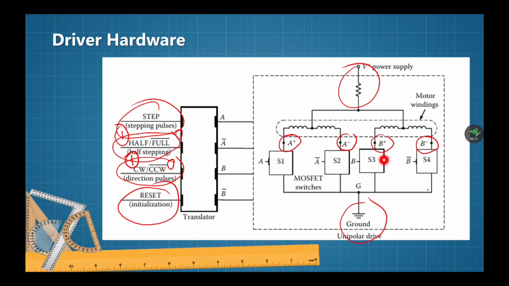Other pins in more enhanced drive hardware include those for microstepping, connection of an external resistor and capacitor, and various enable or disable pins. So, the logic hardware is commonly available as compact chips in monolithic form.